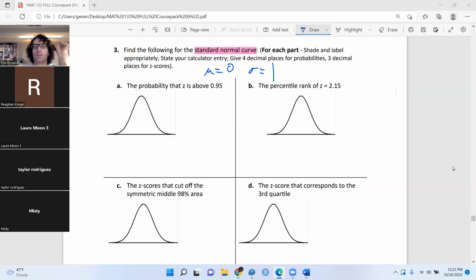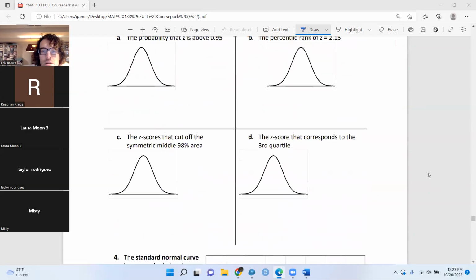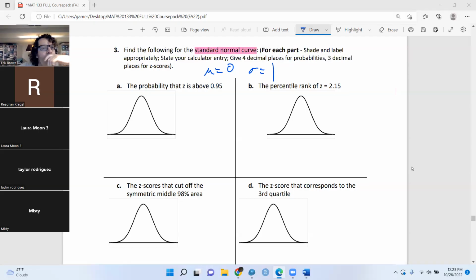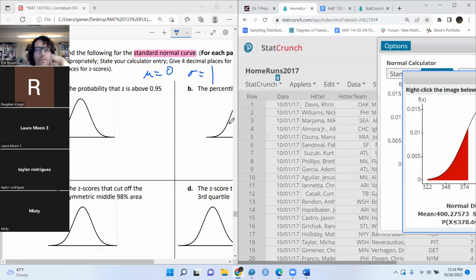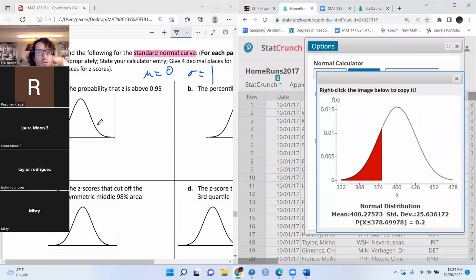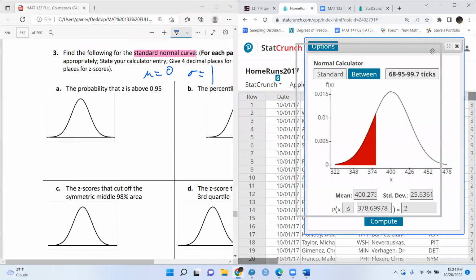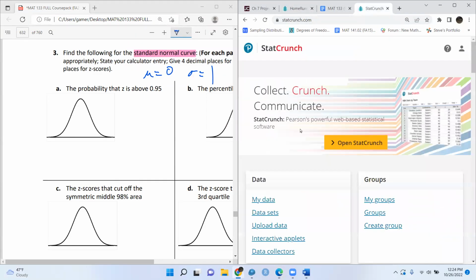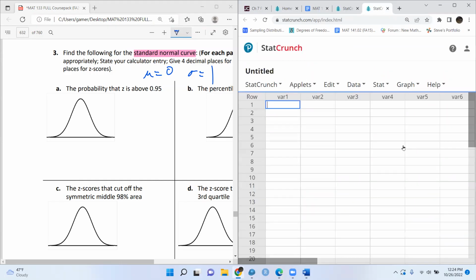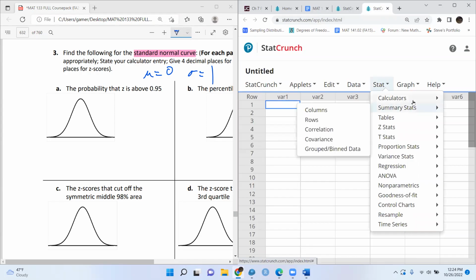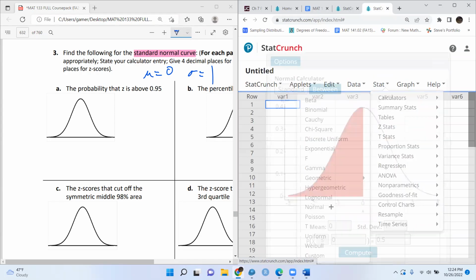That was 5 minutes. Anyone need more time to get these done, or do you feel like you got them? Let's review it and see if I got it, I suppose. Love it. Let's do it. Okay. So I'm just going to go into a nice clean StatCrunch deal. And we are doing everything in the normal calculator.